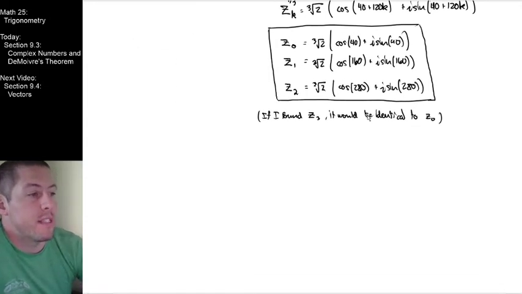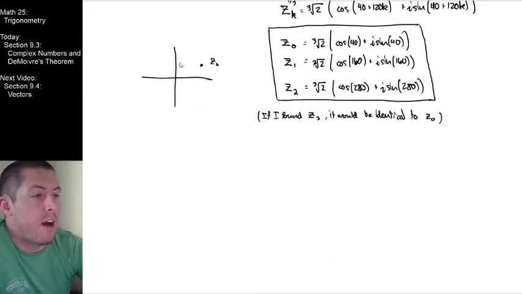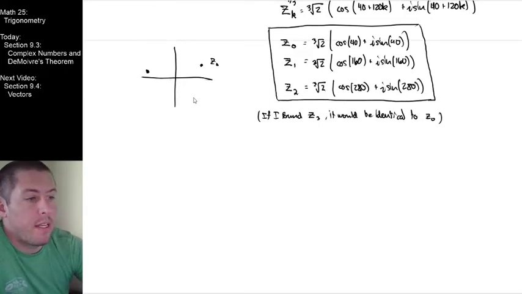You should further notice where all three of these are located in space. Our first one is at a 40-degree angle, and it's the cube root of 2 away from the origin. That's z0. Then our next one is the exact same distance from the origin, but it's at 160 degrees. And my final one is at 280 degrees, which is, let's see, there's 270, so 280 should be sitting somewhere like this. You should notice that these are equally distributed around a circle.